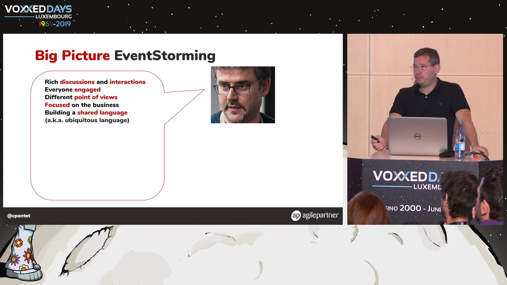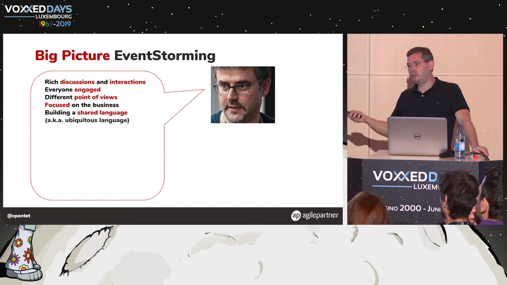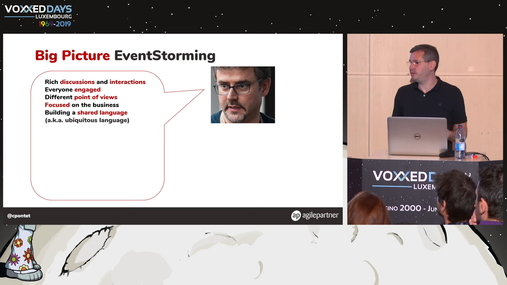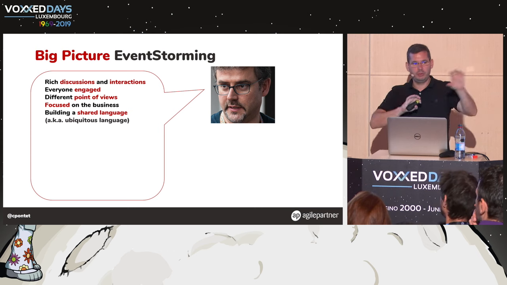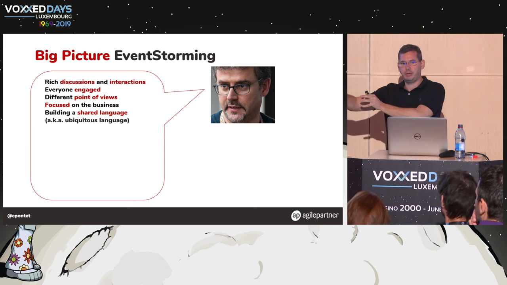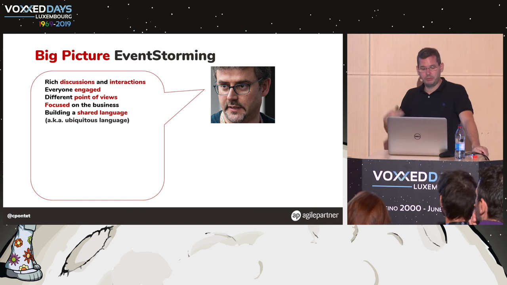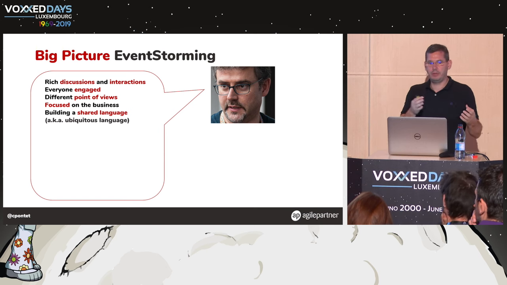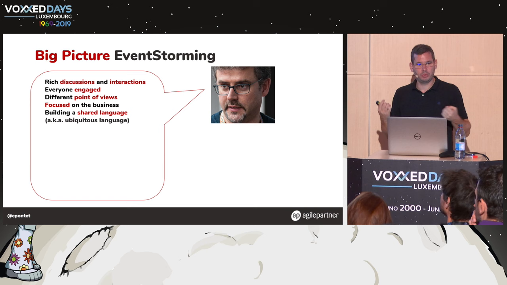So, big picture EventStorming: rich discussions and interactions. Everyone should be engaged. You have the right people in the room. You can go up to 20, 25 people, if you have a room big enough, and it should be very rich. A lot of different people could work at different spots on the map because they know that part better, then they will focus on that part. And the different points of view are important to explore because most of the time, not one single person has the whole truth. Most of the time, they see parts of the same problem from different angles. So it's important to trigger these conversations.